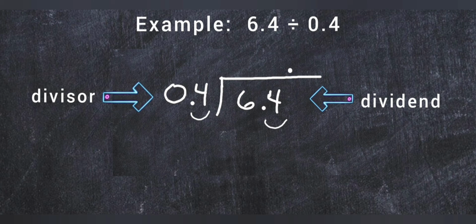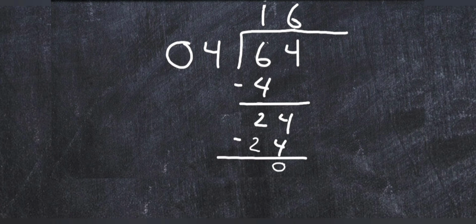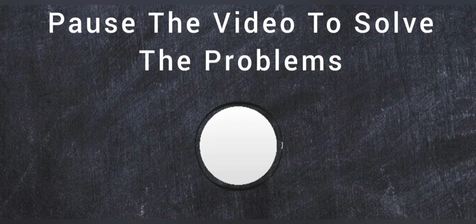Put the decimal in the answer right above the dividend decimal. Rewrite the problem as 64 divided by 4. The answer is 16. You do not have to put a decimal in the answer because the answer is a whole number. Pause the video to solve the problem.